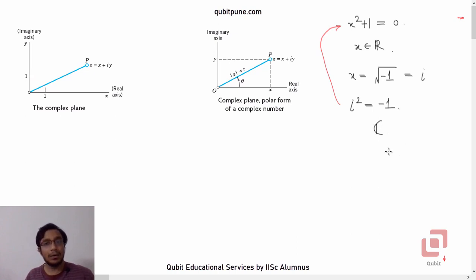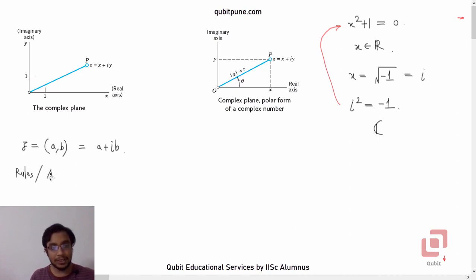Now, you can also define complex numbers by an ordered pair. So you may define z as an ordered pair a comma b. We usually write it as a plus ib. And when you define any complex number as an ordered pair (a, b), then we need to define the rules, or algebra, of the complex numbers. In particular we have to define the multiplication.